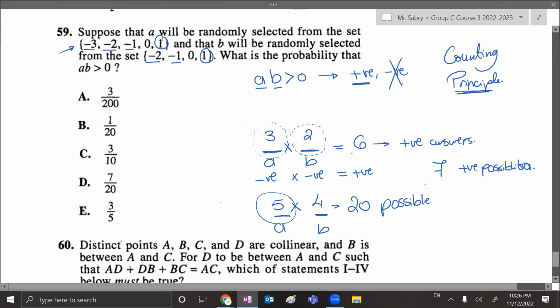So the probability, or what do they want? They want the probability of a positive product. So what they wanted is the positive product, which is 7, over the total, which is 20. So 7 over 20, that's the probability, D.